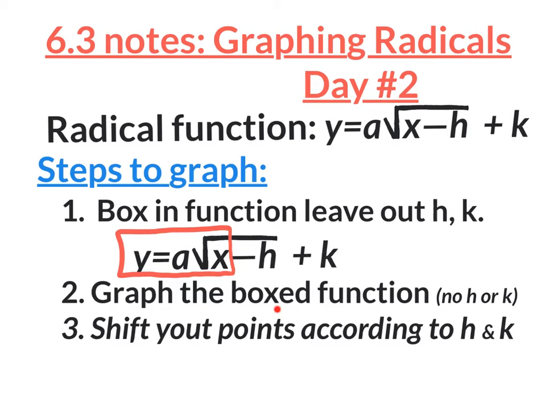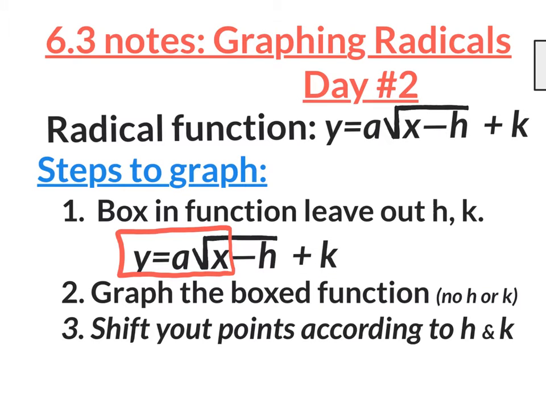Step two, graph the boxed function, and in parentheses right here say no h or k. So pretend that this is not here. So let me actually put a box right here. We pretend that this is not here, and you would just graph that function y equals a square root of x, and you make an xy table, you come up with some coordinates. That's step two.